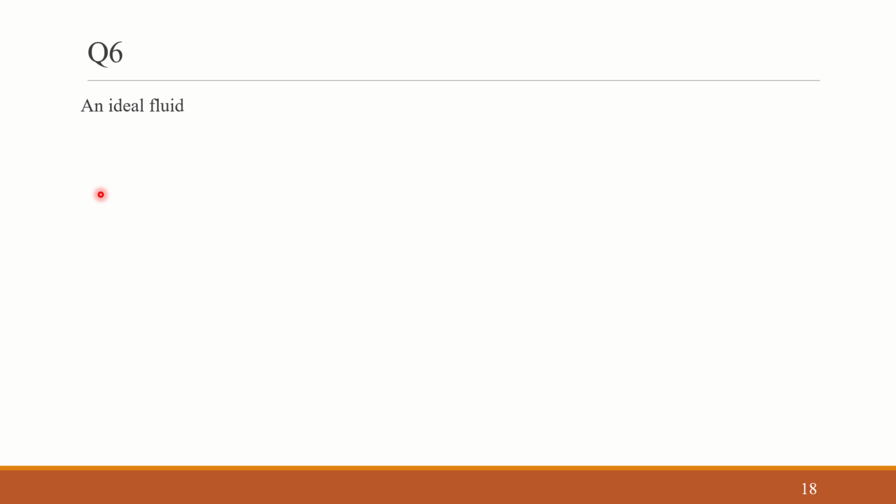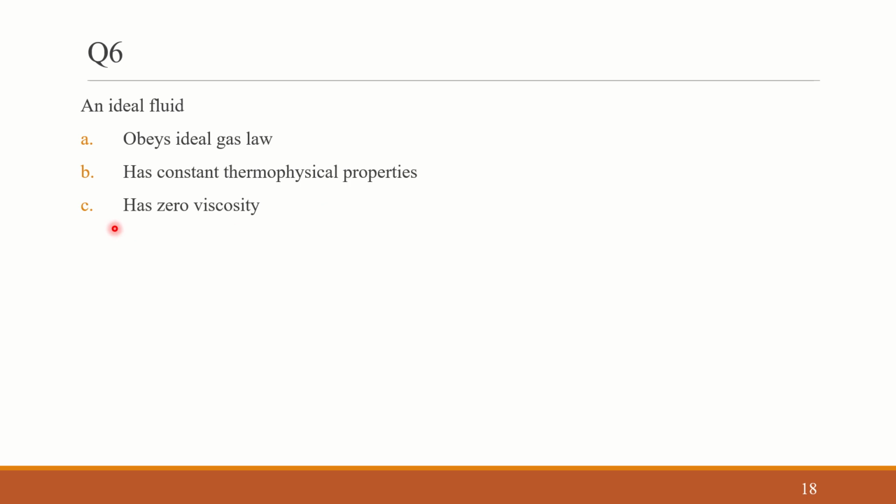What is an ideal fluid? Option A: it obeys the ideal gas law. Option B: it has constant thermophysical properties. Option C: it has zero viscosity. Option D: none of the above. When we talk about an ideal fluid, we are talking about a fluid which has zero viscosity. In practice it does not exist, but it is called an ideal fluid for that reason only. So the answer is option C. These are practice problems I have taken from the week 0 content, so you can check that as well if you are interested.